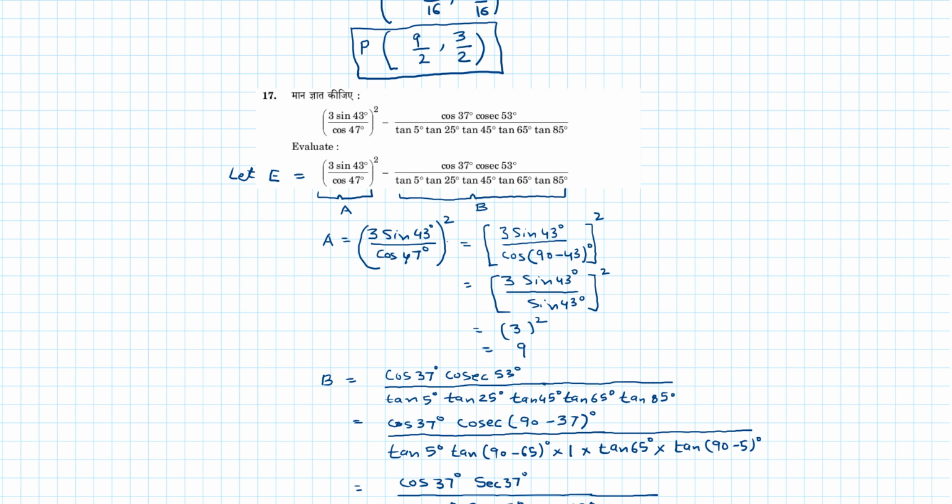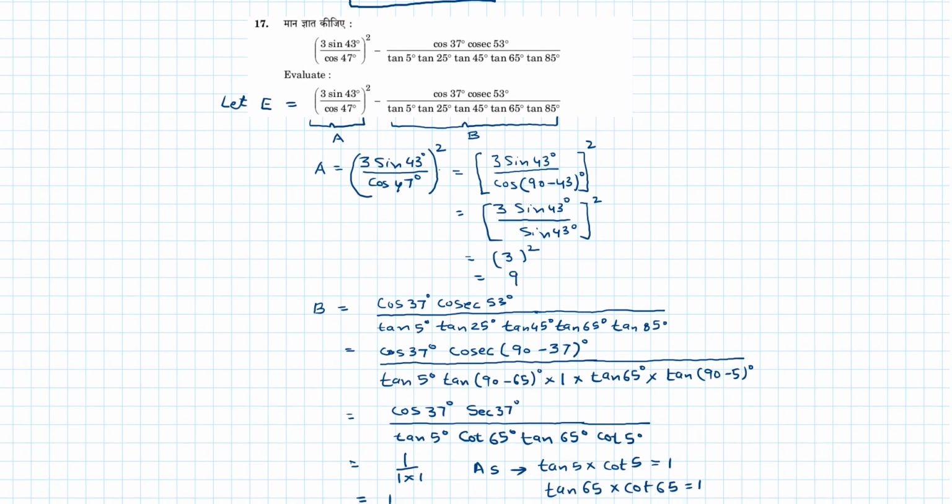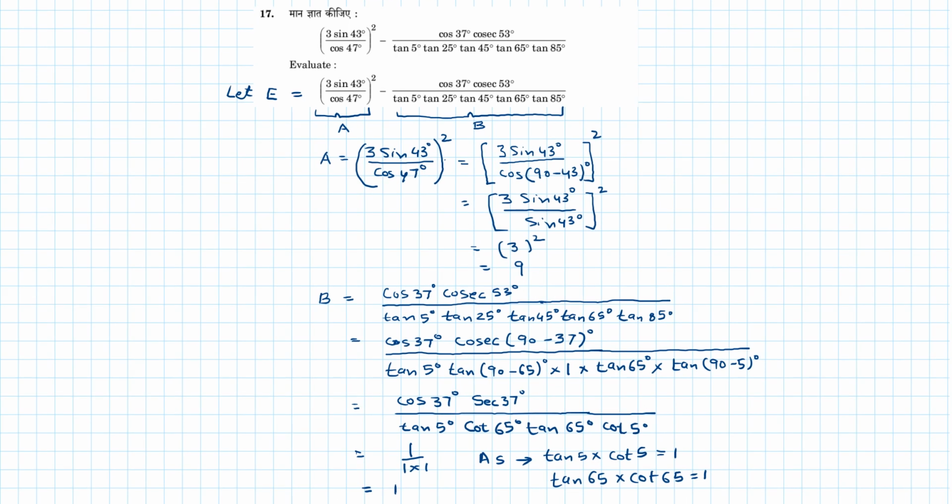Now let us go to the B part of this given expression. Here cos 37 and the whole expression is given. Similarly we have to substitute the values. You have to see which combinations of angles can be written in the form of 90 or 180. So see, tan 85 has a 5, so it can be written in the form of 90. Similarly that's what we have done. If you see cos 37, now 53 can be written as 90 minus 37.